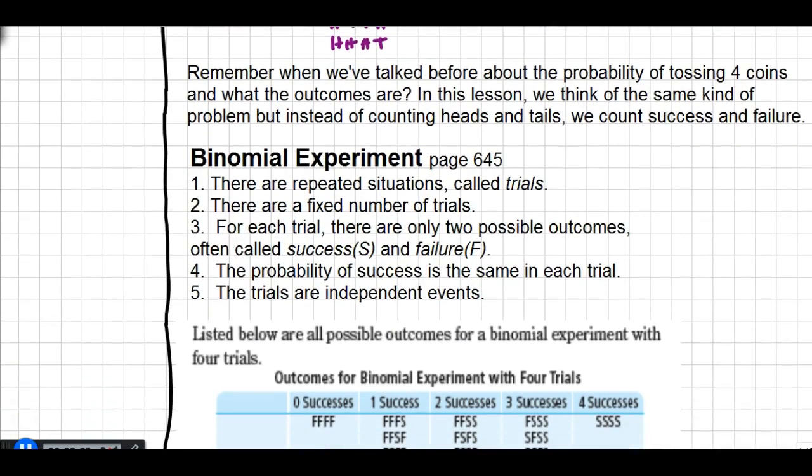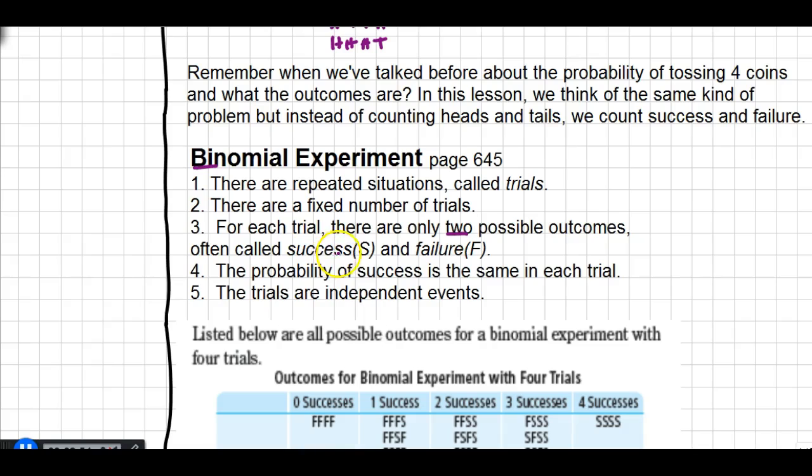Binomial experiments have 5 characteristics that students need to pay attention to. First of all, they will typically ask you for or tell you about how many trials there will be. And those are just the repeated things that are occurring in the situation. The number of trials needs to be fixed, so it can't be changing during the problem. Within each trial, there are only 2 possible outcomes. 2 here is the key because it is binomial. Binomial always means 2. And we're going to refer to those 2 outcomes as successes and failures.